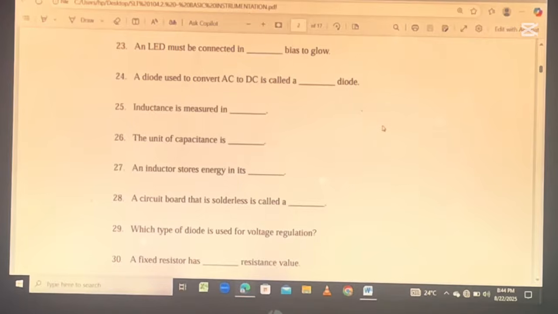The next question: a circuit board that is solderless. We've talked about it before. A circuit board that is solderless is called a breadboard. All right, a circuit board that is solderless is called a breadboard.